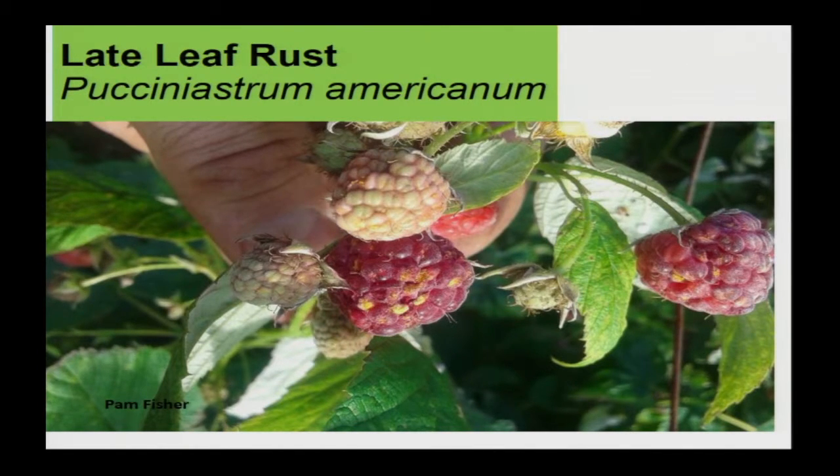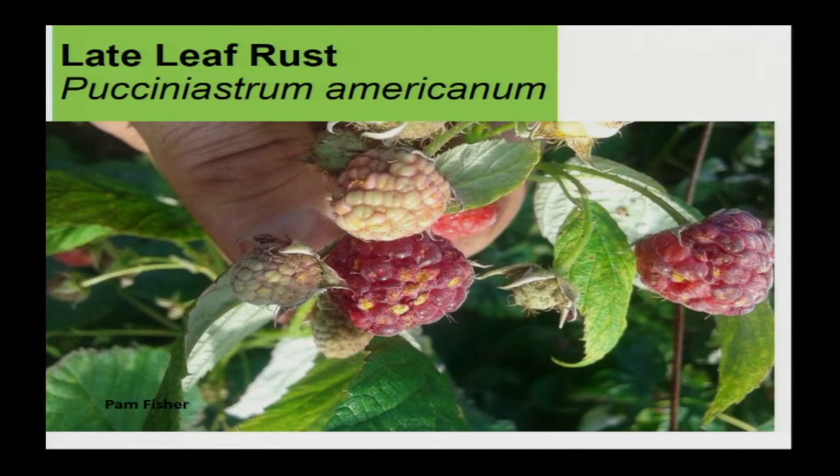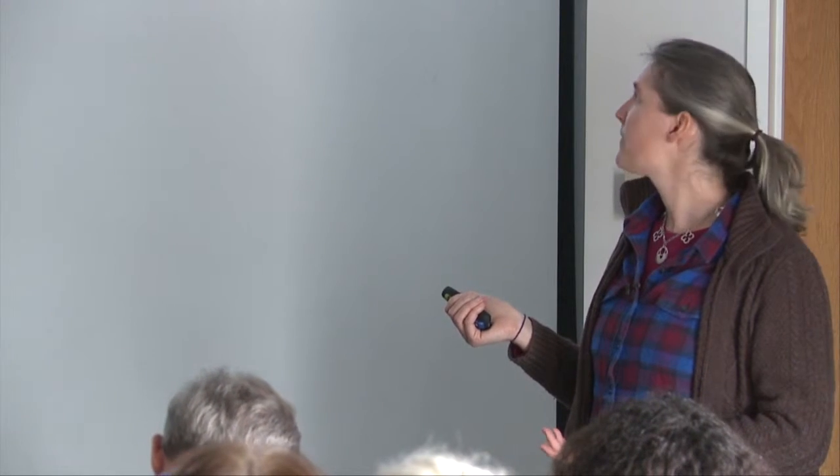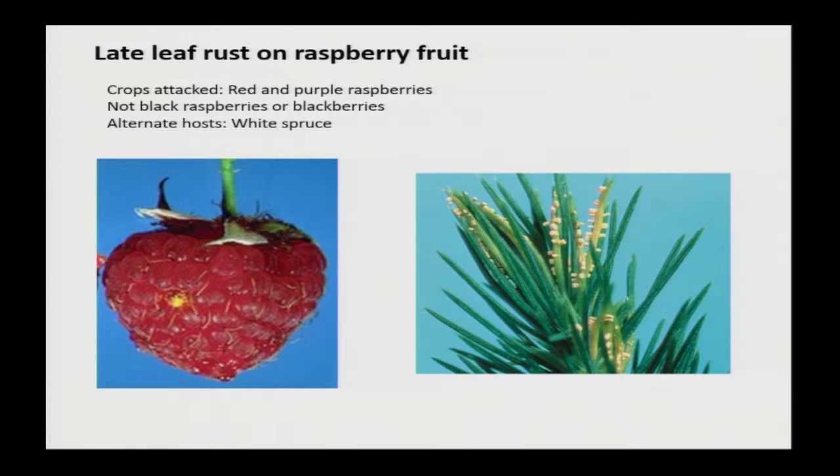So the third sort of important, I guess, field disease, it can be important at least in certain years, is late leaf rust. So this is a pretty diagnostic symptom here. You have these orange pustules. These will form on the leaves as well as the fruit, typical rust symptoms in the fall. This is, as many rusts are, a fungus that has an alternate host in a very different organism. So the late leaf rust pathogen goes between raspberries and white spruce, maybe other conifers.